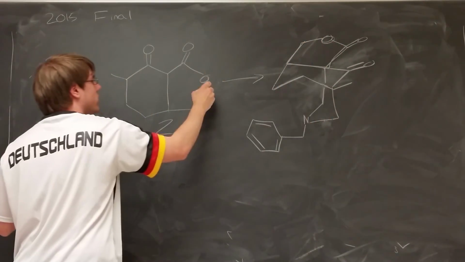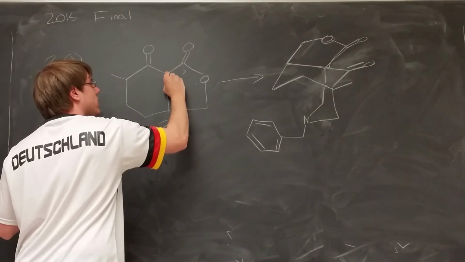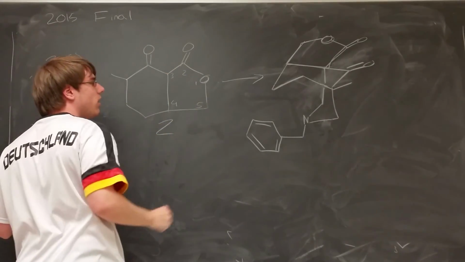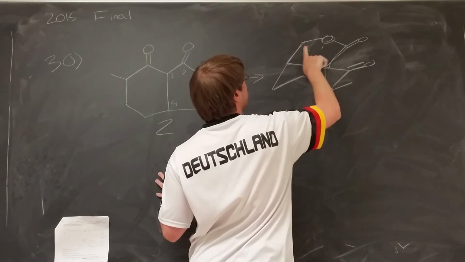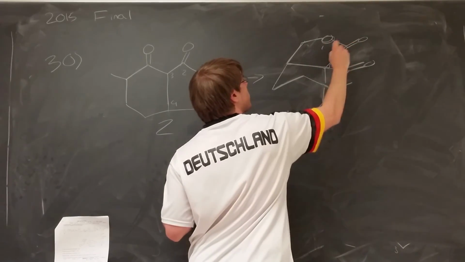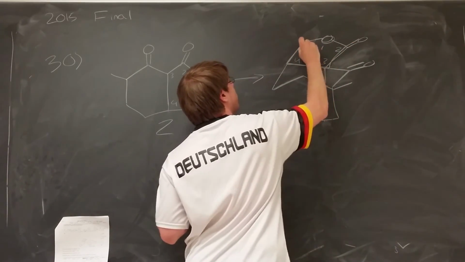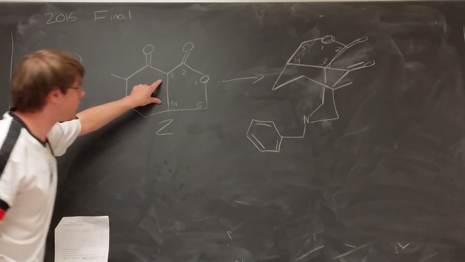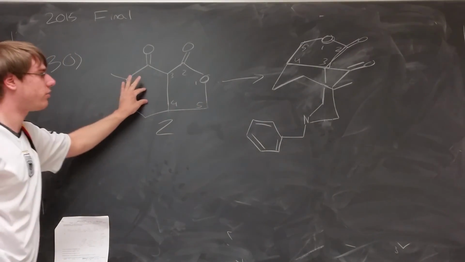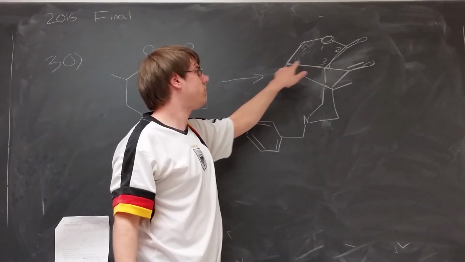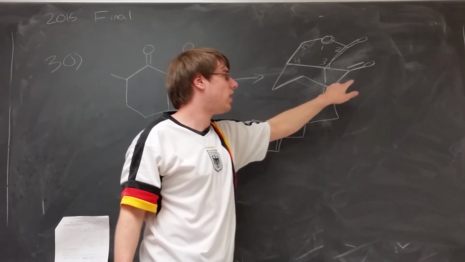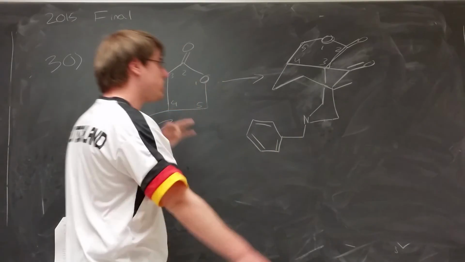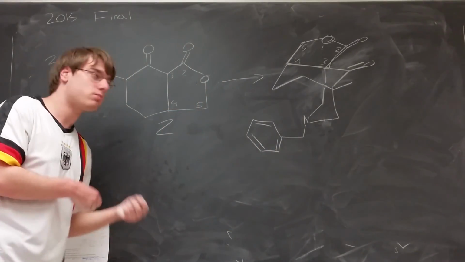So let's go about numbering this 1, 2, 3, 4, 5. The carbonyl was 2, then 3, 4, and 5. And notice 3 and 4 were part of the 6-membered ring. Look at this, 3, 4, and then a 1, 2, 3, 4, 5, 6-membered ring right there. They drew it in the chair conformation, but it's still a 6-membered ring.